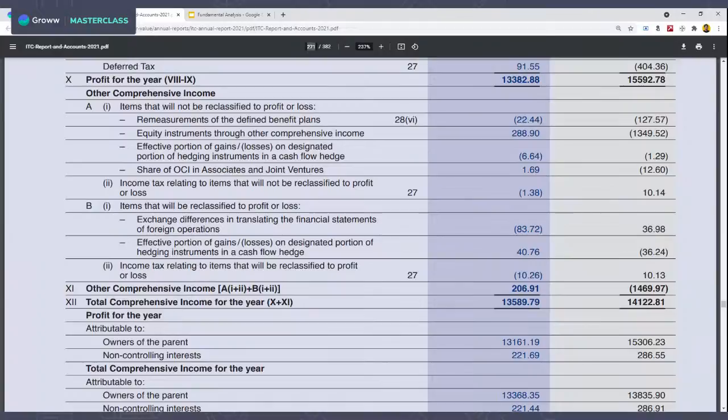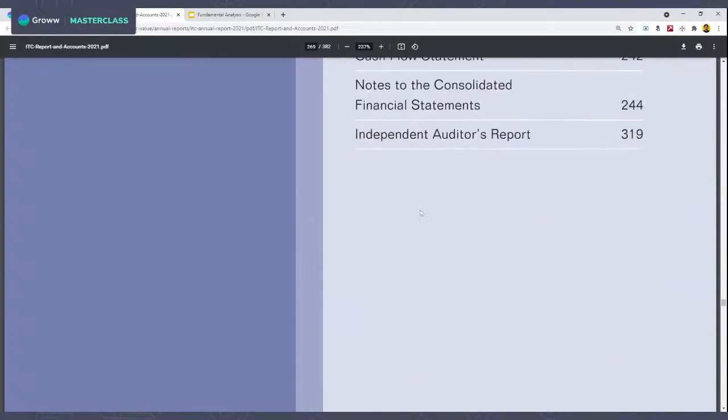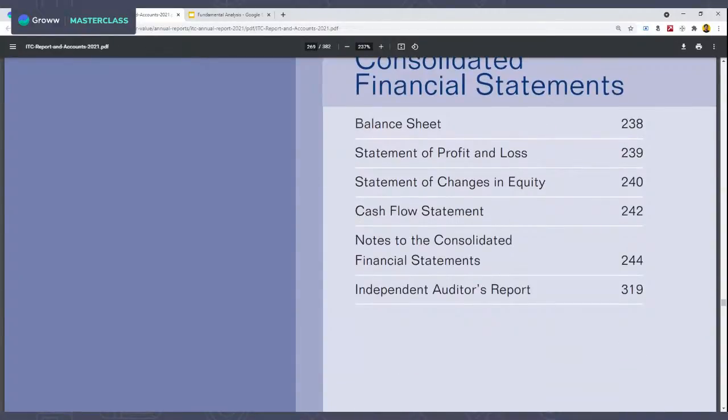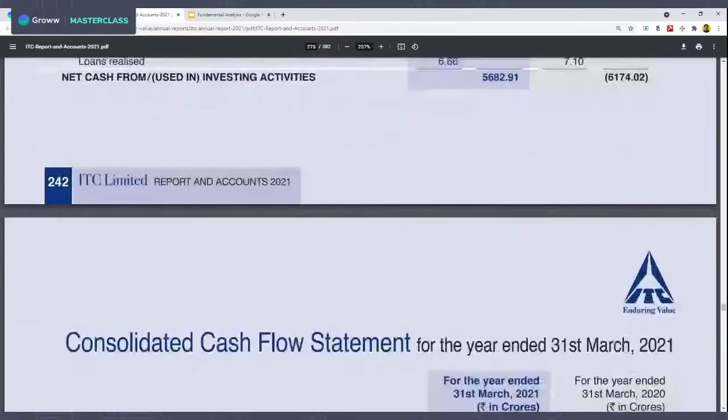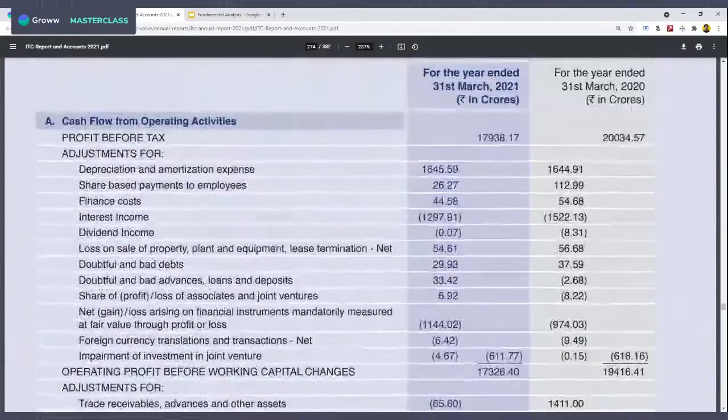So we'll look at how to read the cash flow account. So again, we'll go back up. We'll see where the cash flow account is. It's here, cash flow statement 242. So let's go down to 242, which is only 5 pages down. Yeah, this is 242. Look at this.